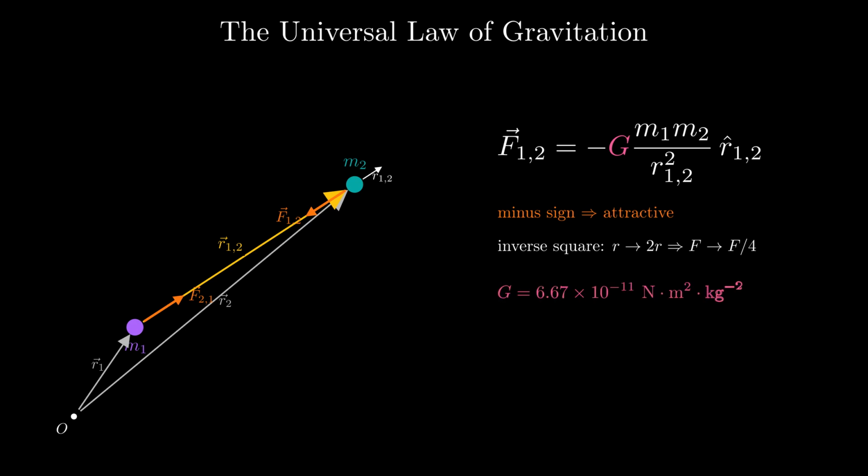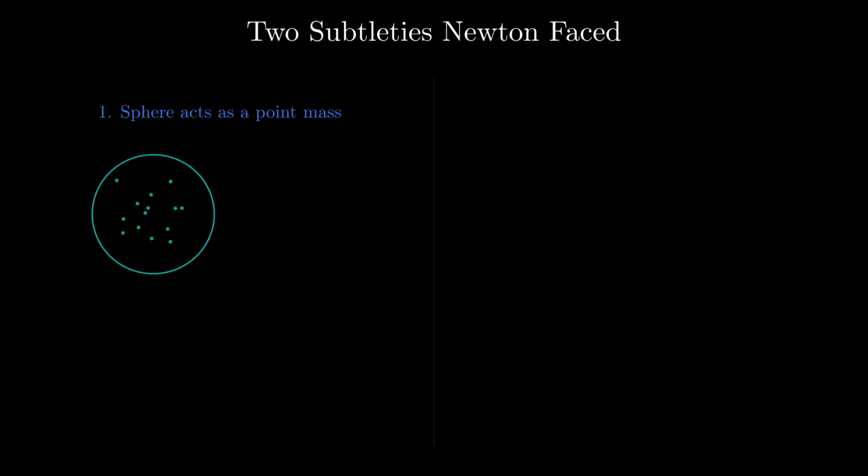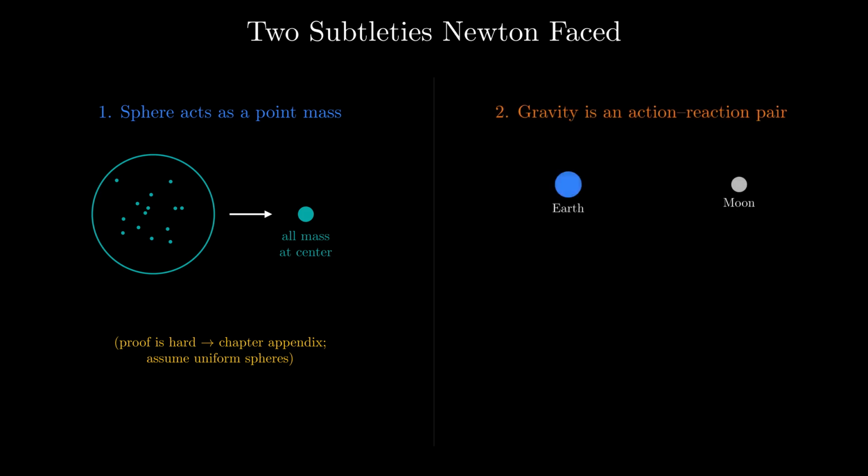The constant G, the universal gravitation constant, equals 6.67 times 10 to the minus 11 in newton meters squared per kilogram squared. Two subtleties troubled Newton. First, why may we treat the Earth's entire mass as if it were packed into a single point at its center? Newton proved that any perfect sphere of uniform density pulls on an outside object exactly as though all its mass sat at the center. That proof is difficult. It waits in this chapter's appendix. So for now, we simply assume the Earth and the Moon are uniform spheres.